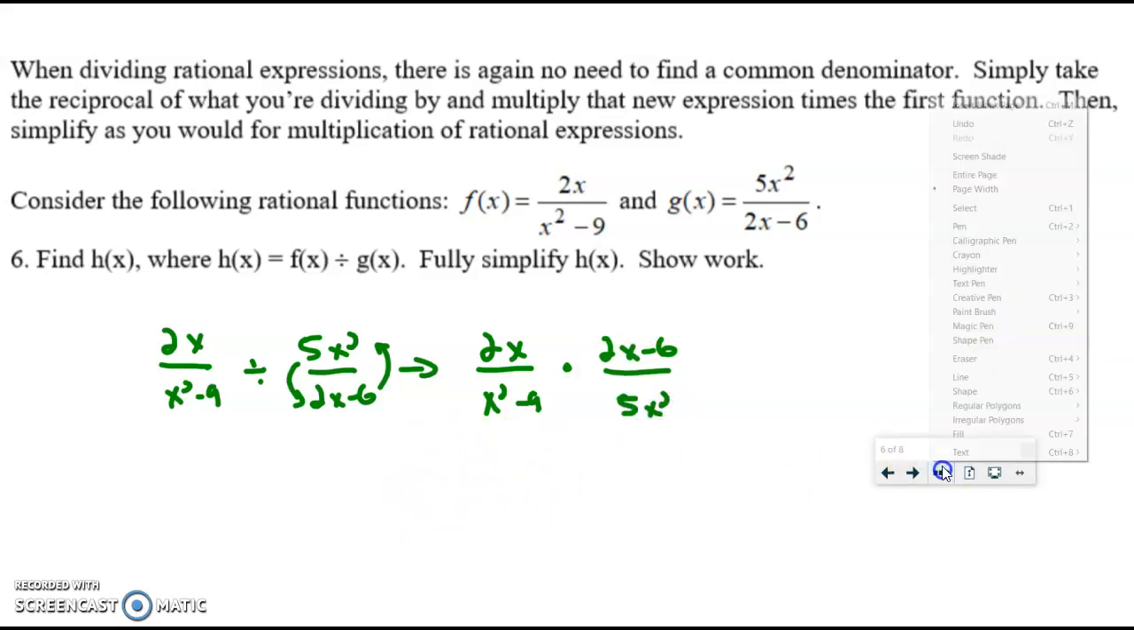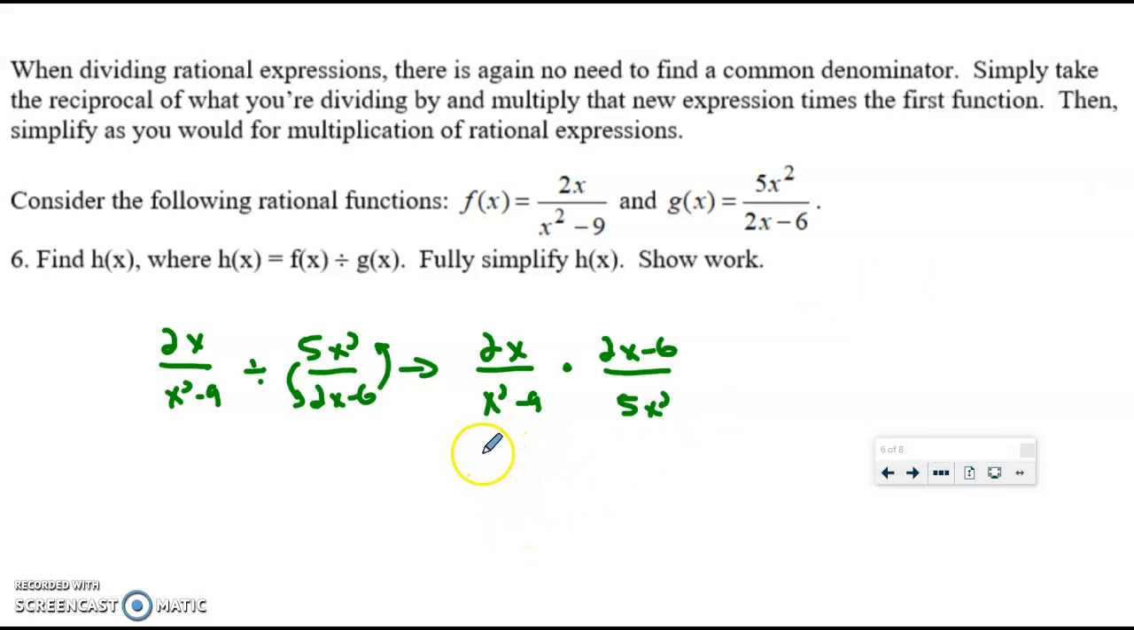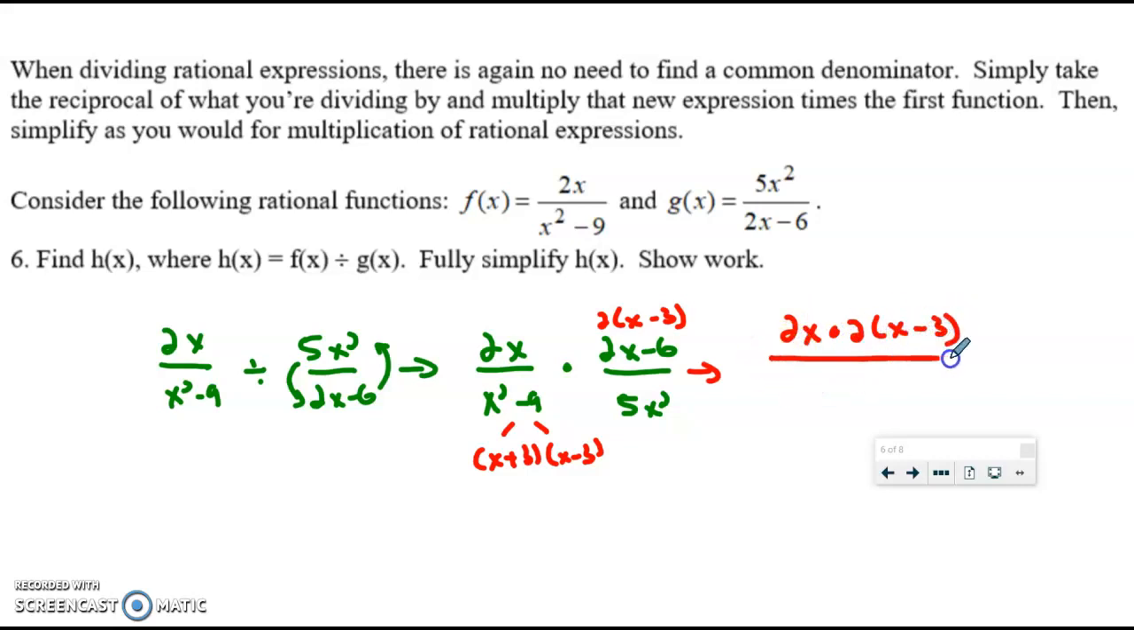Alright, so next thing that we're going to do is factor to the greatest extent of our ability. So I think I get x plus 3, x minus 3 in the denominator. That's what that breaks down to be. And then I got 2 times x minus 3. So if I look at this factored form right now, I got 2x times 2 times x minus 3. And that's all over x plus 3, x minus 3, and then I got 5x squared.